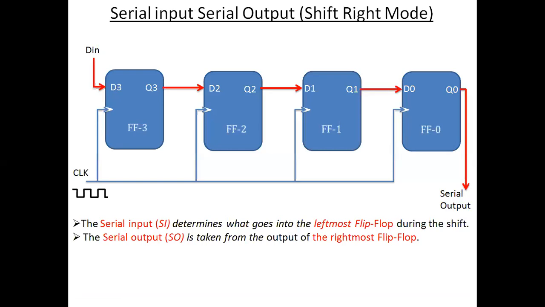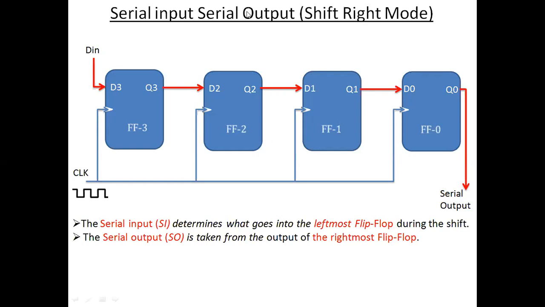Now, right shift operation. In a similar way, just the reverse thing we have considered here. Data is entered from the left side. Output Q3 acts as input for flip-flop 2. Q2 will act as input of flip-flop 1, and Q1 output acts as input for flip-flop 0.